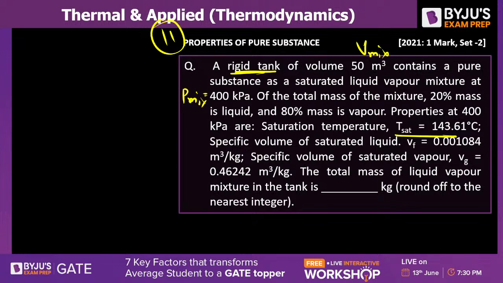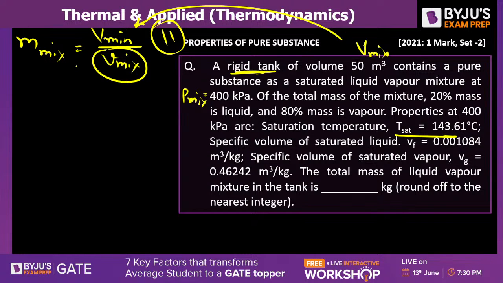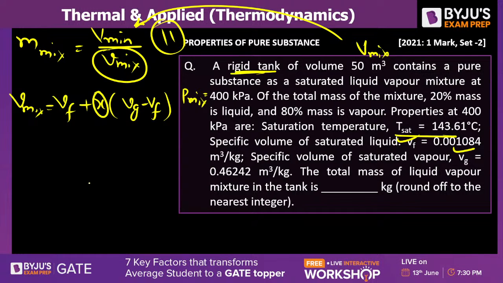The total mass of the liquid vapor mixture in the tank is. So the total mass of the mixture will be equal to the volume of the mixture upon the specific volume of the mixture. Volume of the mixture we all know. Now we need to find out the specific volume of the mixture, and we can say the specific volume of the mixture is equal to Vf plus X into Vg minus Vf. That is the specific volume of the mixture. We need to find out the dryness fraction because Vf and Vg are given.